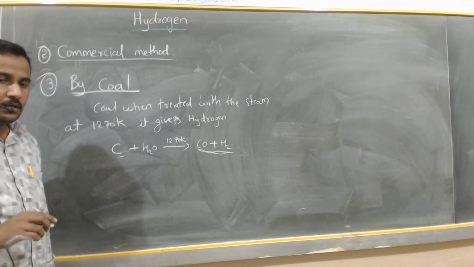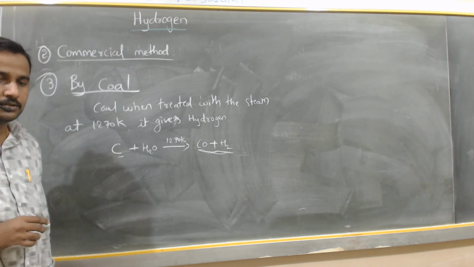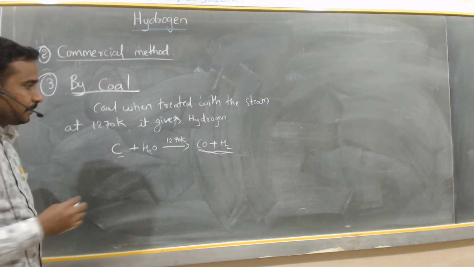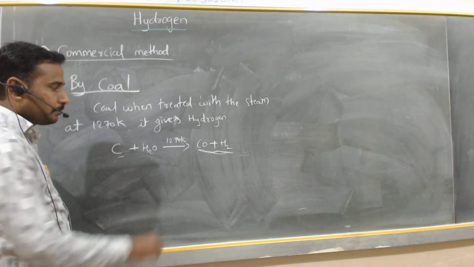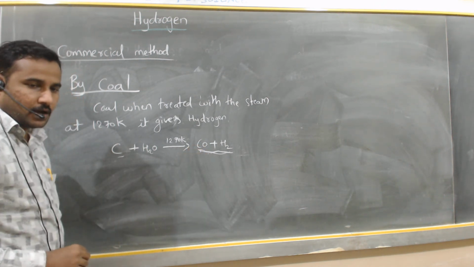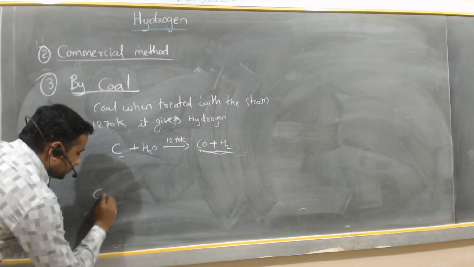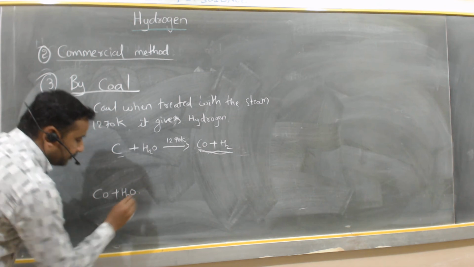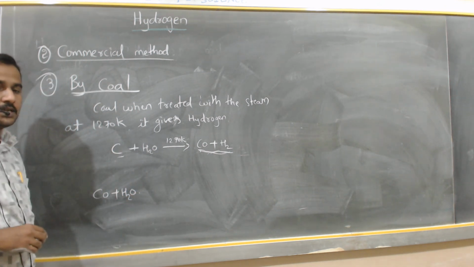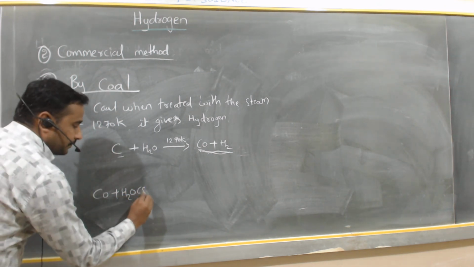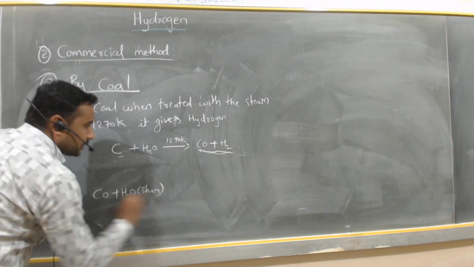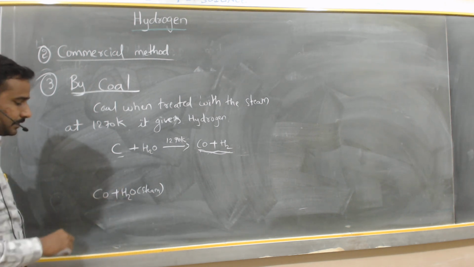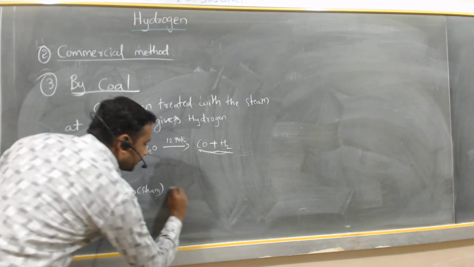We can also increase the yield of hydrogen. How can we increase it, sir? By using what? This CO, the carbon monoxide, when it is again treated with H2O, that is the steam. Okay, I will write steam here. Here also steam is there. So when this carbon monoxide is again treated with the steam, then what happens?